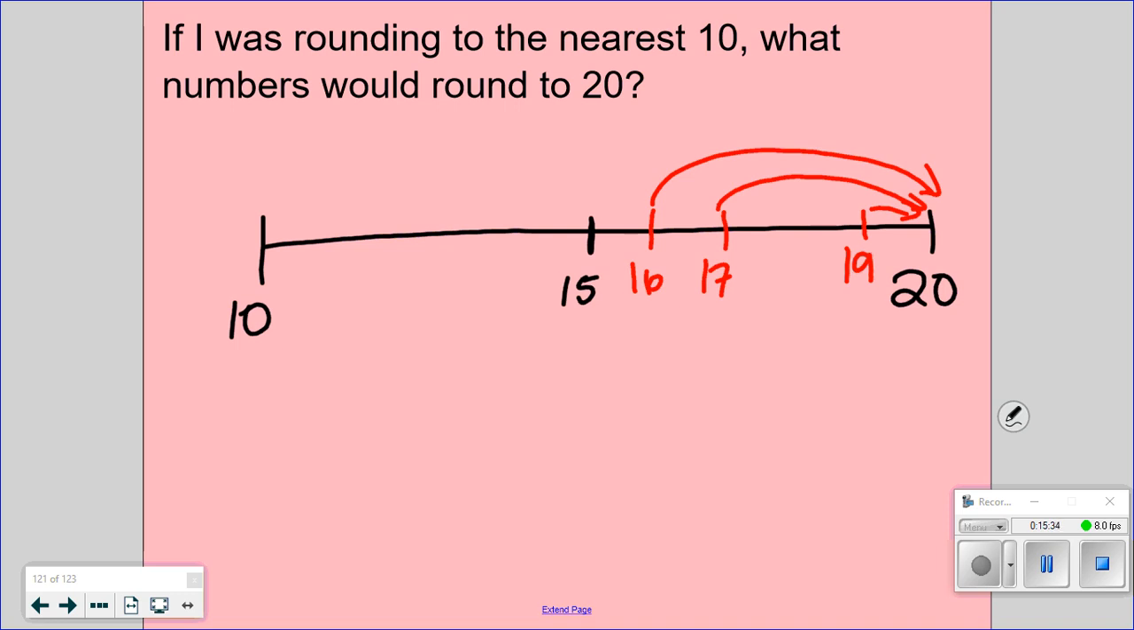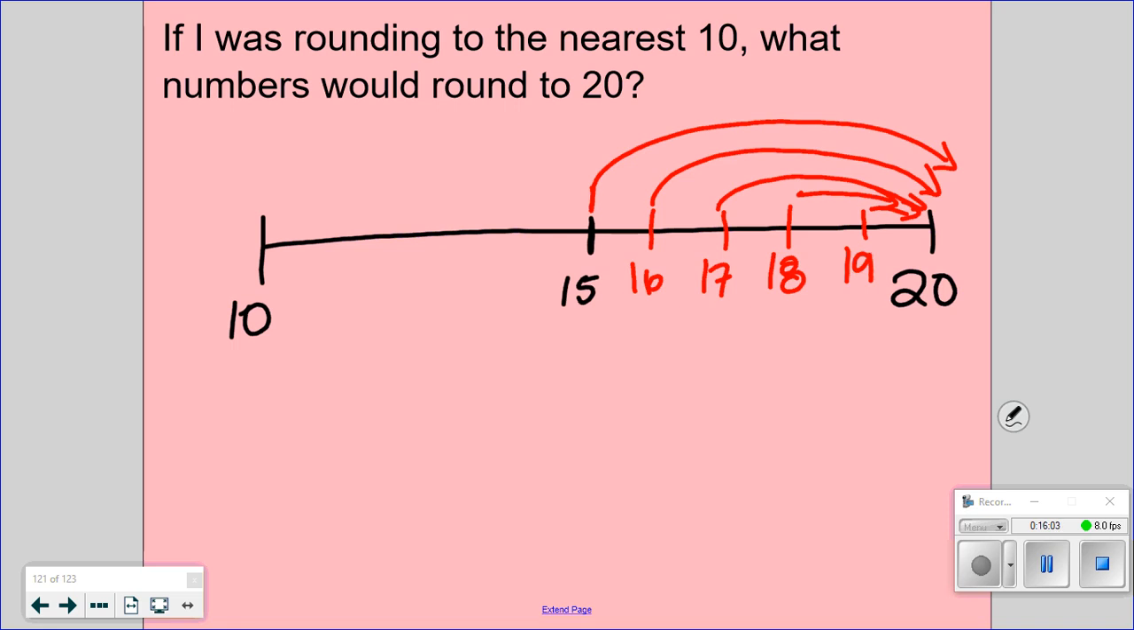So, not on this number line, but keep that in your head. 18 on this number line will work. Anything else? Oh, yes. Logan? 15. 15, because remember, if it's in the middle, it'll definitely go up to that biggest number.